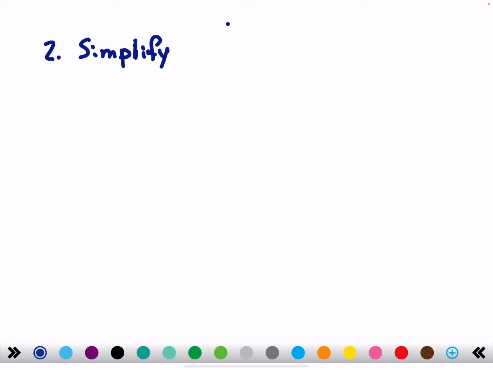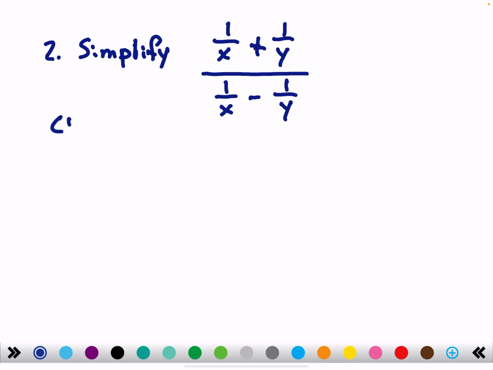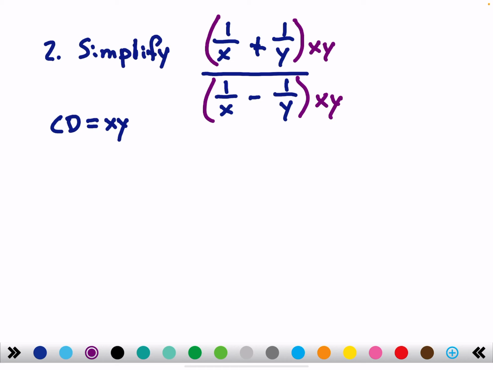Number 2, let's simplify 1 over x plus 1 over y, over 1 over x minus 1 over y. Now remember, multiply top and bottom by the CD. So here, the common denominator, or CD, is x times y. So we'll multiply both the numerator and denominator times xy.